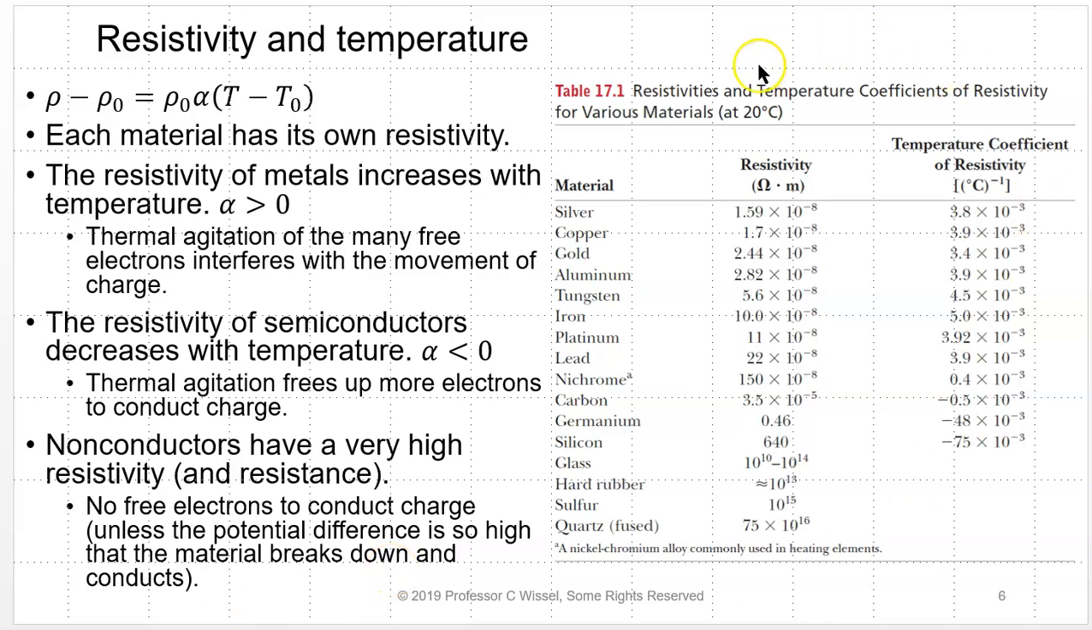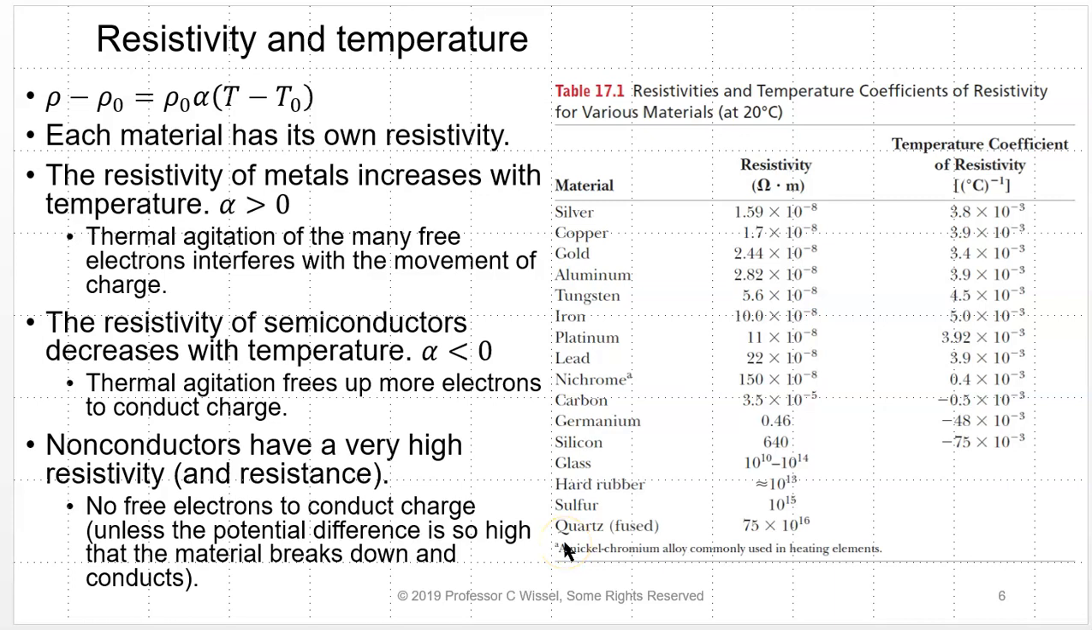Here's a table of resistivity and temperature coefficients of resistivity for various materials at 20 degrees C. This 20 degrees C, by the way, is T naught. The resistivity is rho naught. This temperature coefficient of resistivity is the alpha. I want you to just notice some things here. The resistivity varies from silver, which is an extremely good conductor, at 1.59 times 10 to the minus 8, to quartz, which is an extremely good insulator, which has a resistivity of 73 times 10 to the 16th ohm meters.